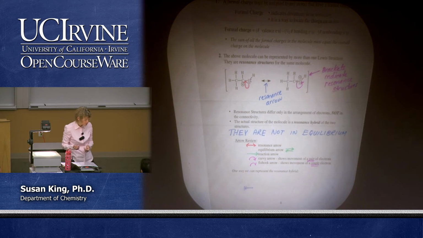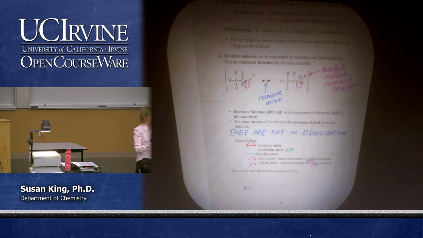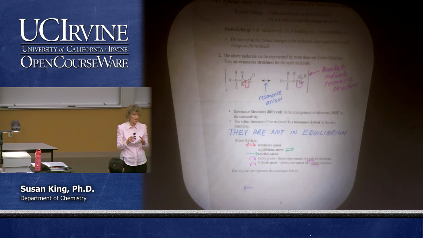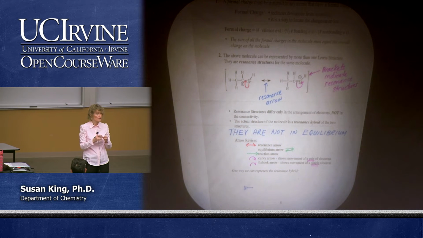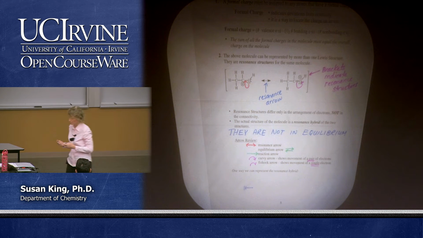Now, in Sapling, when they have you draw hybrids, they include lone pairs. I find that it's especially difficult for students to draw hybrids with lone pairs because you have to keep track of, well, is that lone pair going away or is it staying? So when I draw hybrids and when you draw hybrids, you don't have to include lone pairs, okay? It makes it a little bit easier.